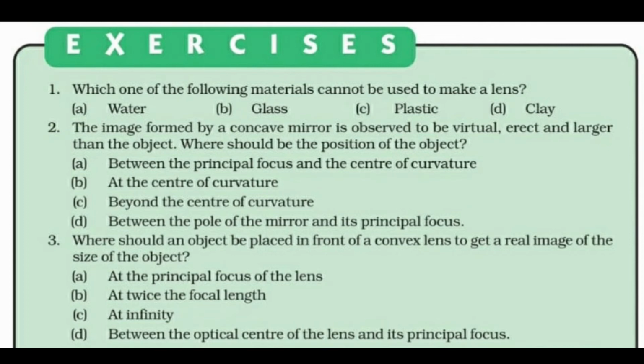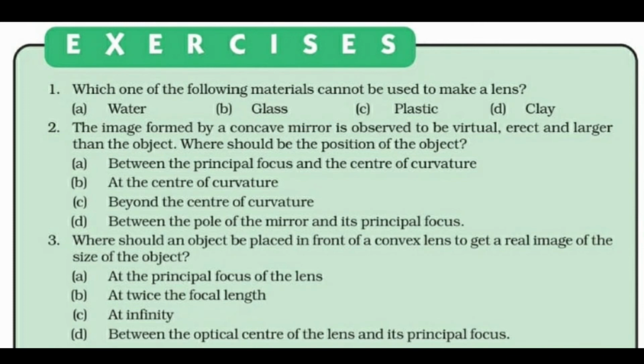Second, the image formed by a concave mirror is observed to be virtual, erect and larger than the object. Where should be the position of the object? This is only possible when the object is between the pole of the mirror and its principal focus. So option D is correct.